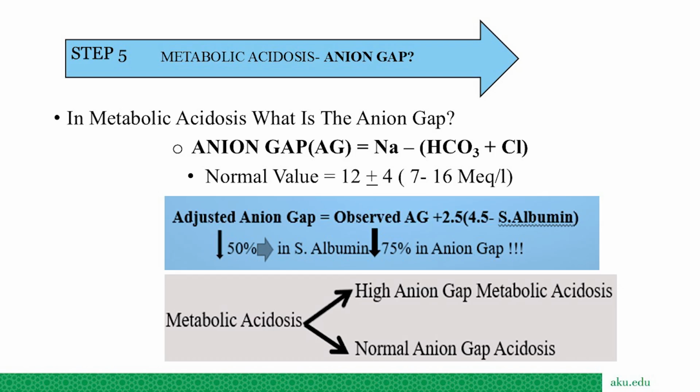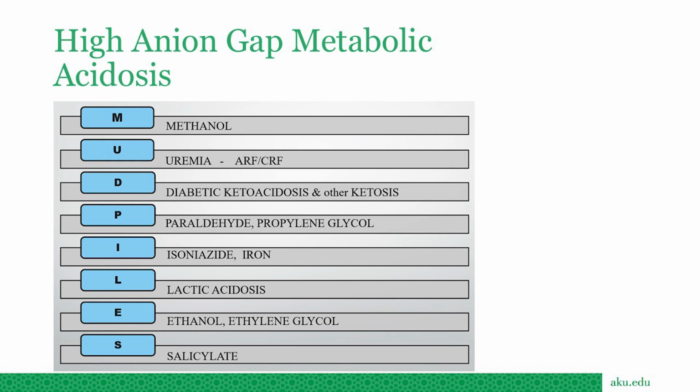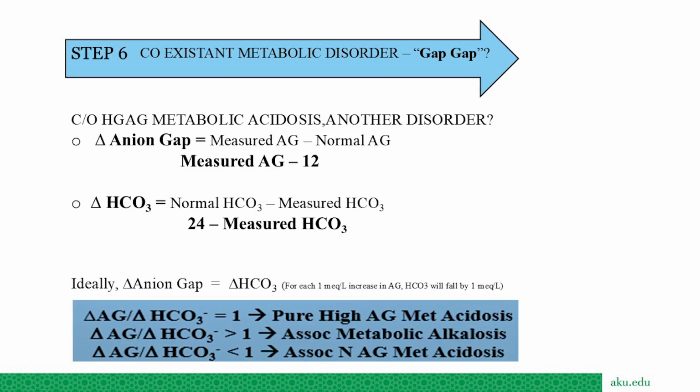If the patient has high anionic gap metabolic acidosis, these are the differentials that we know. This mnemonic is MUDPILES, and the causes of high anionic gap metabolic acidosis are mentioned here. The next step for any patient with high anionic gap metabolic acidosis is to see if there is a coexisting metabolic disorder, which is quite frequent. How do we do this? The steps are very simple.